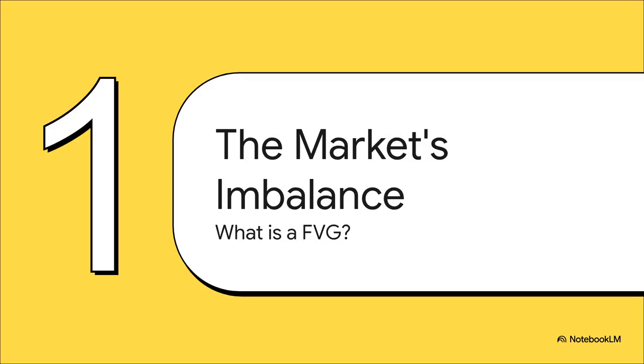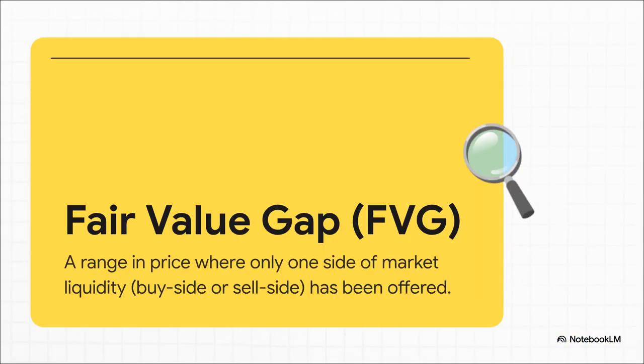So, what is this powerful price magnet we're talking about? Well, at its very core, it's all about an imbalance in the market. It's about an inefficiency in how price was delivered. Okay, so the official term is a fair value gap, or FVG for short. But what does that actually mean?